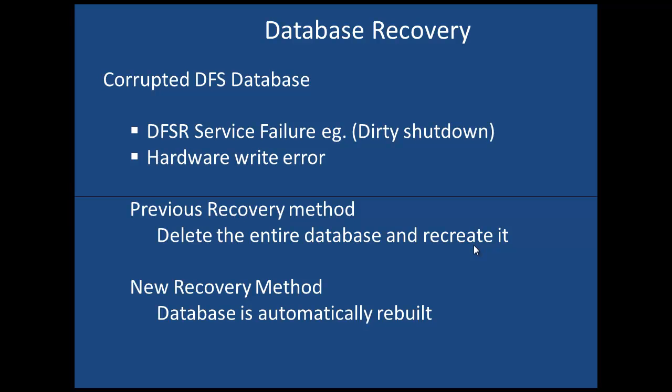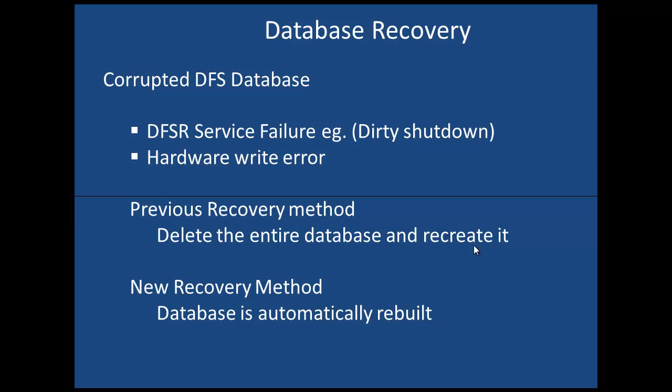With Server 2012 R2, we have a new recovery method. Very simple method. When the system detects that there is a failure with the DFS database, that it's corrupted, the system will automatically rebuild that database. The files are marked as normal, and the changes then are merged with the replication partners.